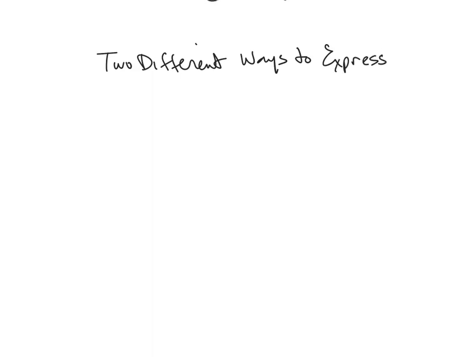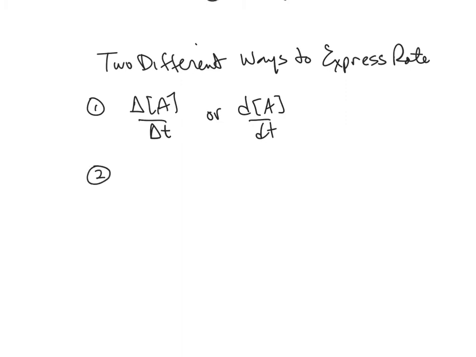All right, now we're not there yet. We want to talk about two different ways to express the rate of the reaction. The first one we've discussed: we can say the change in the concentration of A, whatever the substance is, divided by the change in time, or we can use the symbol D instead, dA/dt. There's another way to talk about the rate of the reaction, and this is the rate law. We're going to spend some time on the rate law.